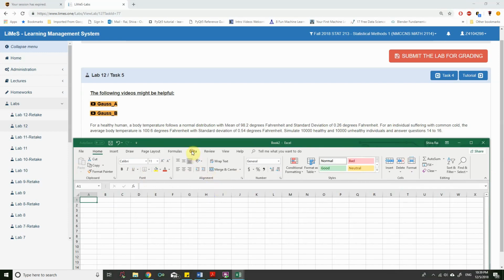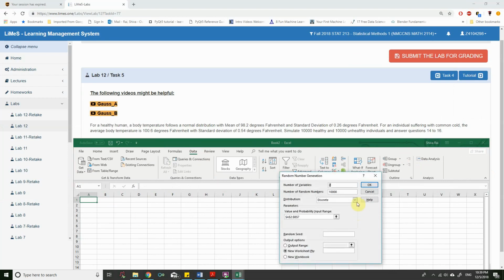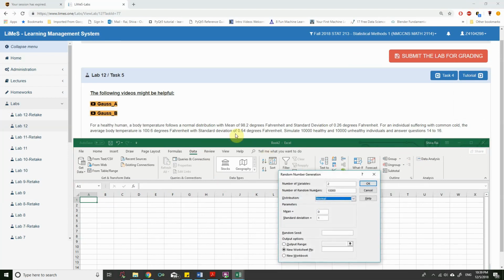Okay, so data analysis, go for random number generation, click on OK. So we want normal distribution since this is a normal distribution. Okay. Number of variables is 1. 10,000 healthy people, normal distribution, mean is 98.2 and standard deviation is 0.26. Click on OK.